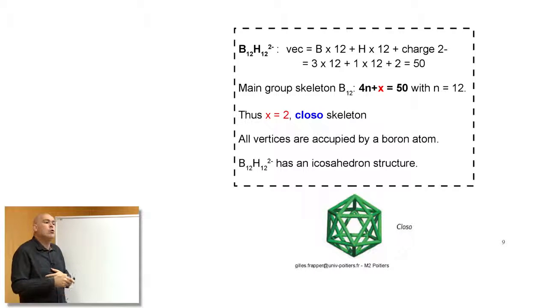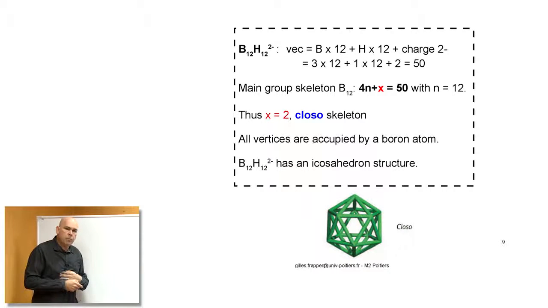Okay? So you should have a closo skeleton for 12 atoms. So what is a polyhedron with a closo skeleton? It is the one that I show you here in green. And actually, B12H12 2- has this structure. Okay? Do you understand? Yeah. In this case, we never have 4n plus 6. We may have. I will show you in 2 slides.